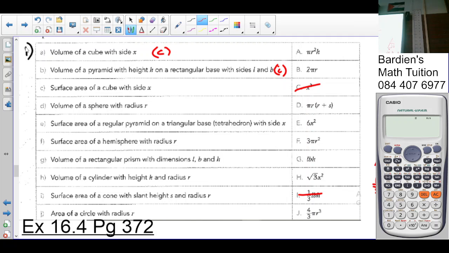The surface area of a cube with sides x. The surface area of a cube is what the cube looks like. So it's going to be sides x, the perimeter of base times height, plus twice the area of base. I think this was 6 side squared. So this is going to be 6x squared, which makes the answer E.